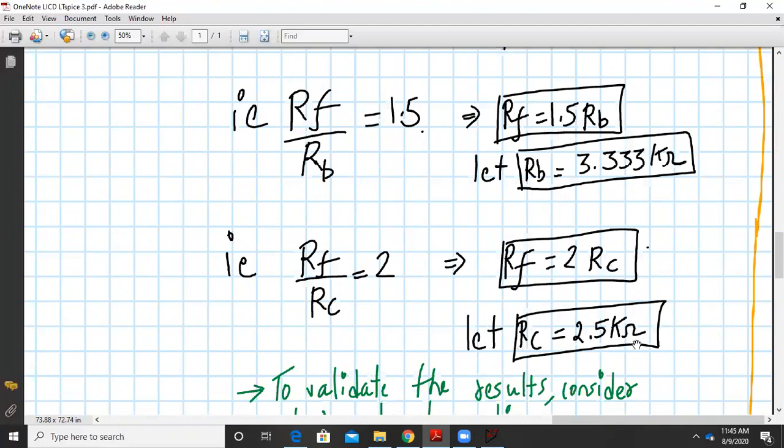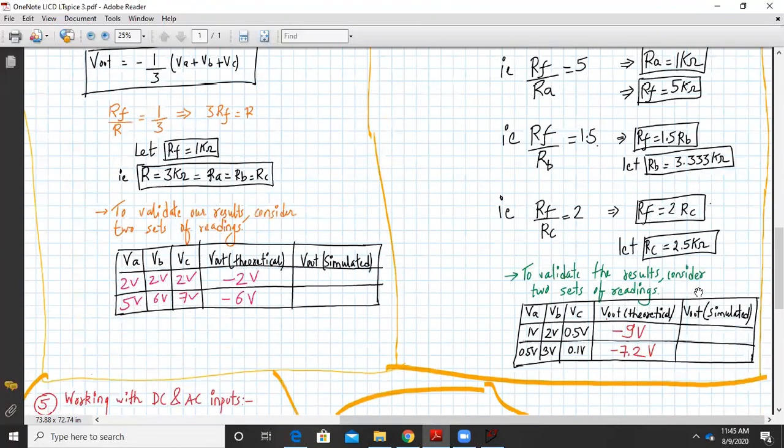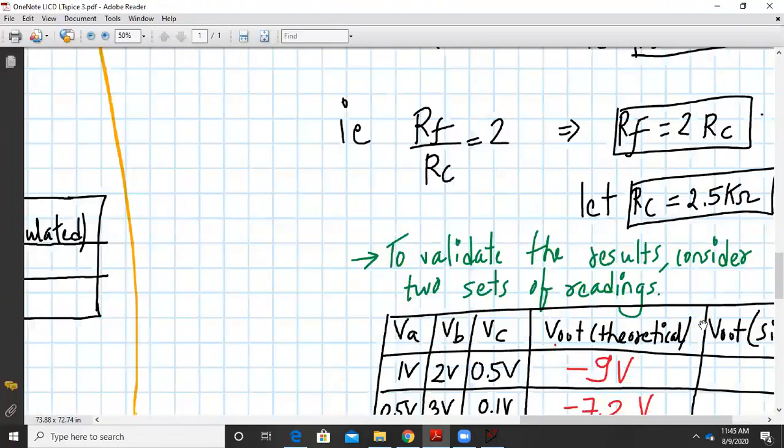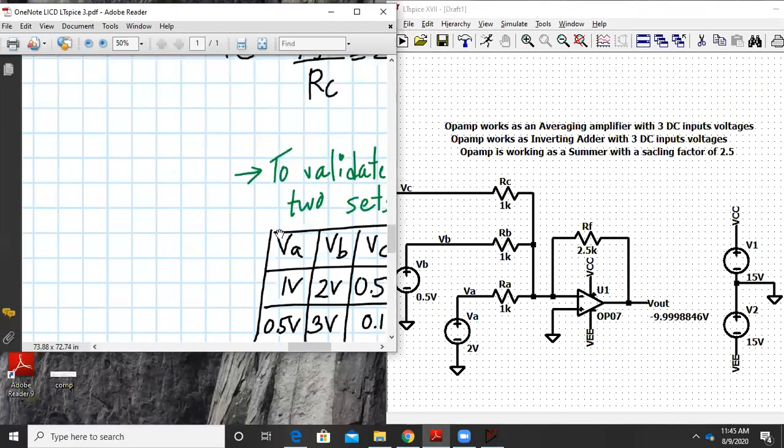So RC will be 2.5 kilo ohms. So again, to validate our result, we will consider two sets of readings. Here it is. VA, VB, VC we'll consider as 1, 2 and 0.5 volts, and theoretically we should get a value of around 9 volts. And when we consider VA, VB, VC as 0.5, 3 and 0.1 volts, the answer should come close to minus 7.2. So let us start with our design.